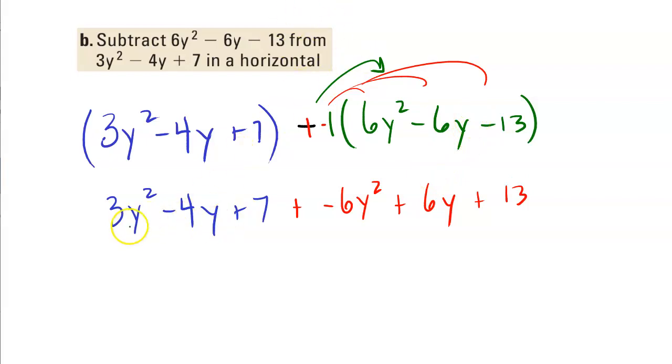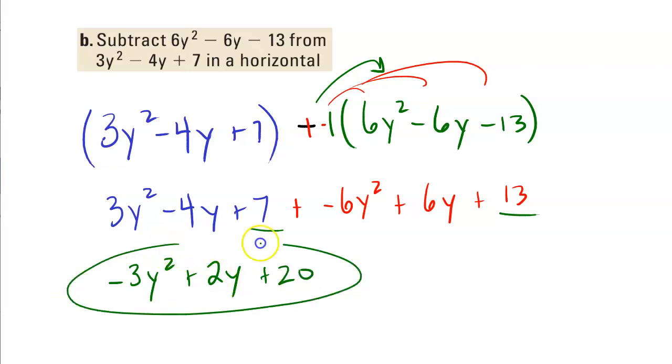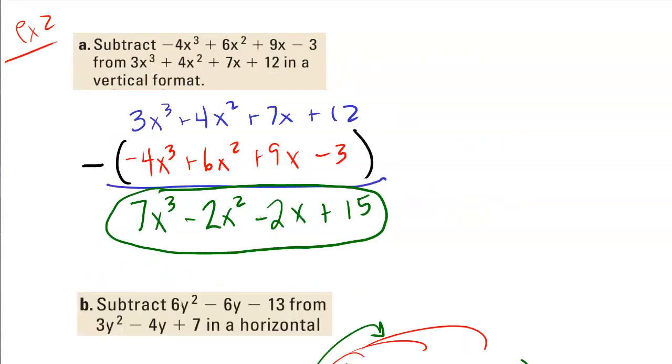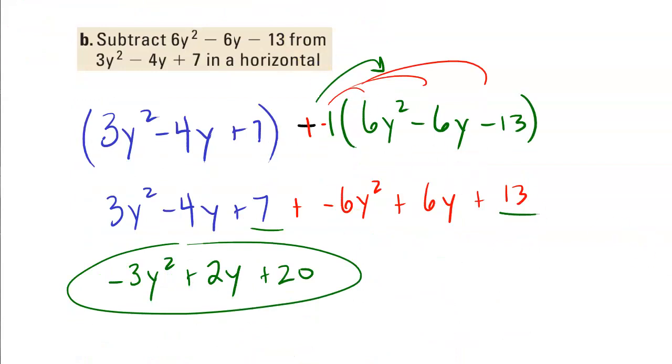And now we kind of do it like the first example. We're going to look at our like terms and we're going to combine them. So 3y squared minus 6y squared is going to give me negative 3y squared. And then I look to the next like term, which is negative 4y plus 6y. And that's going to give me plus 2y. And then the constants here, 7 and 13. 7 plus 13 is 20. So I'm going to take plus 20 there. And then there is going to be my final result. Okay, so there's our answer.